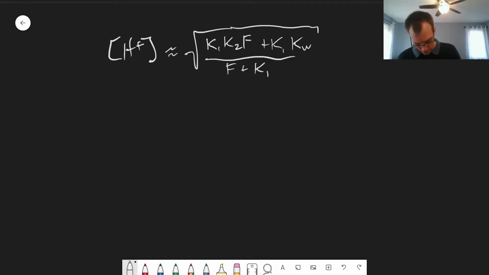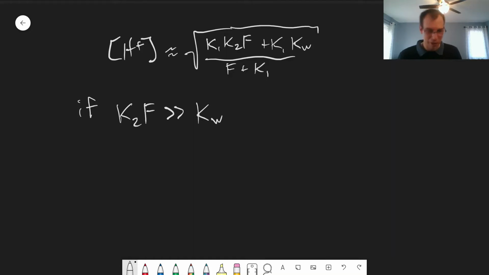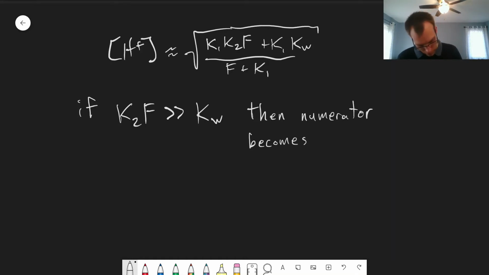If we have K2 times our formal concentration, K2 is going to be a pretty small number in most cases. If that times the concentration is significantly larger than Kw, which is a really small number, then our numerator can be simplified, right? Because we can factor out the K1. Numerator will just be K1, K2, F.